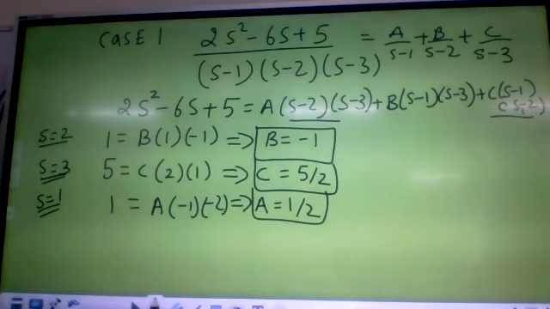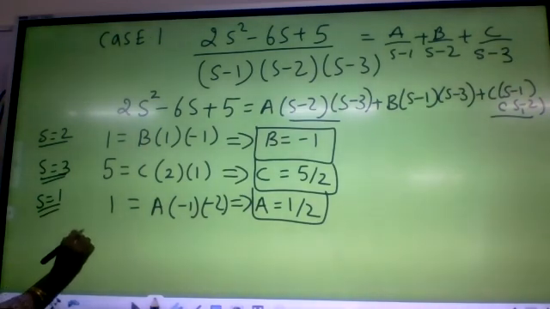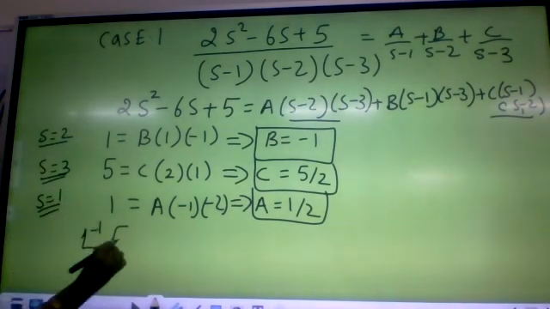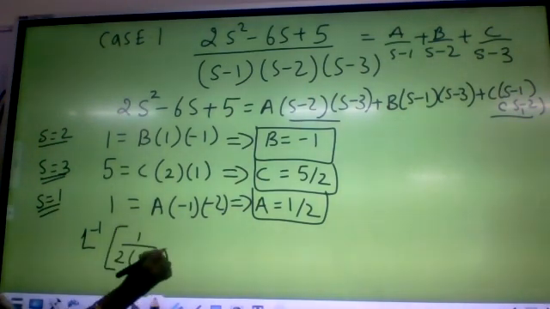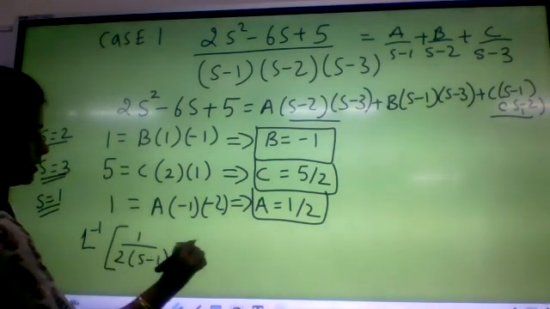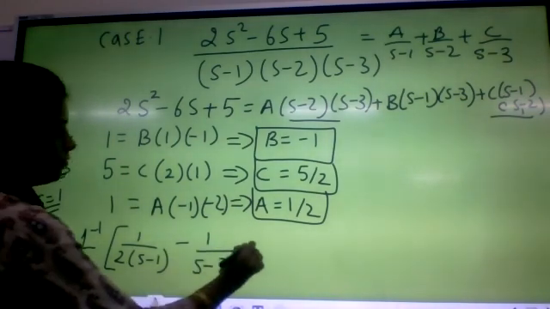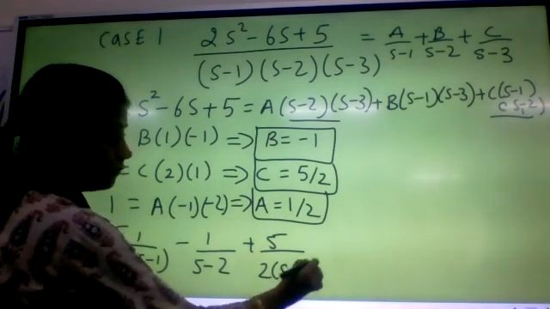Right? Now, this value of A, B, C you put in the question. So, Laplace inverse of the given question is Laplace inverse of, I am directly putting the value A is 1 by 2. So, 1 by 2 upon s minus 1 plus B. B is minus 1. So, minus 1 upon s minus 2. C is 5 by 2. So, 5 by 2 upon s minus 3.